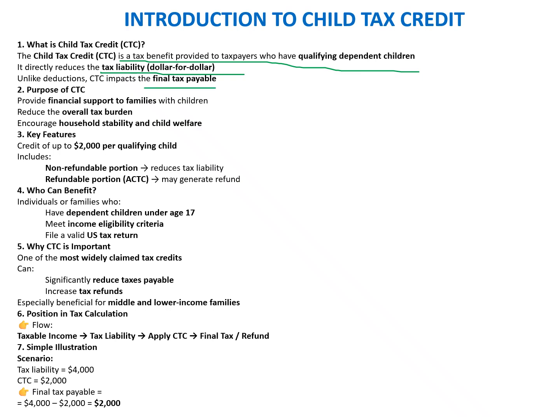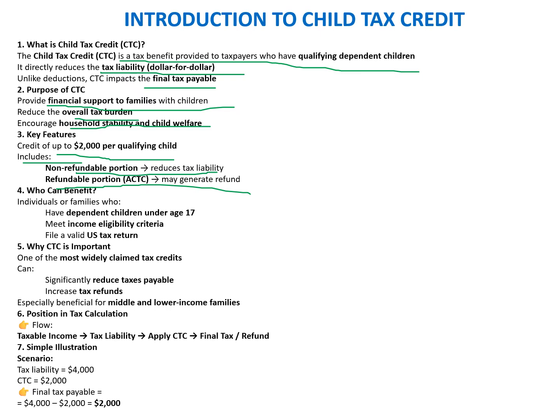So, what is the purpose of CTC? It provides financial support to families with children, reduces the overall tax burden, and encourages household stability and child welfare. And what is the quantum that is allowed? A credit of up to 2000 per qualifying child, which includes a non-refundable portion, which reduces the tax liability, and a refundable portion, which is the additional child tax credit, and it may generate a refund. So basically, it's a partially refundable situation wherein there is a non-refundable portion for the CTC, and then we have the ACTC, which is the refundable portion.